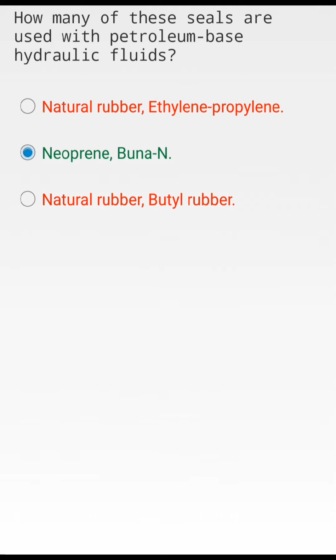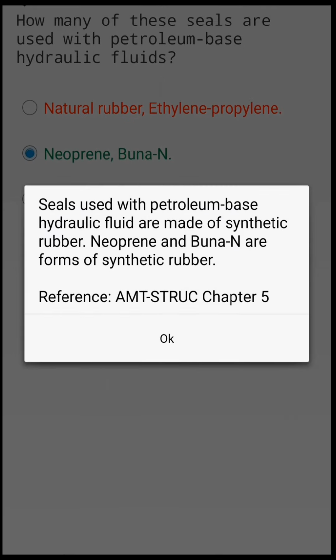How many of these seals are used with petroleum-based hydraulic fluids? Neoprene, butyl. Seals used with petroleum-based hydraulic fluid are made of synthetic rubber. Neoprene and butyl are forms of synthetic rubber.